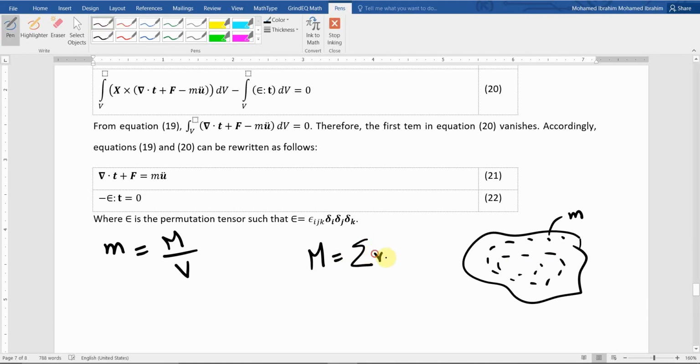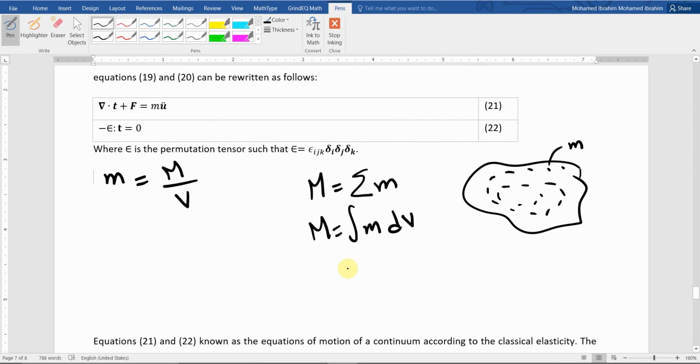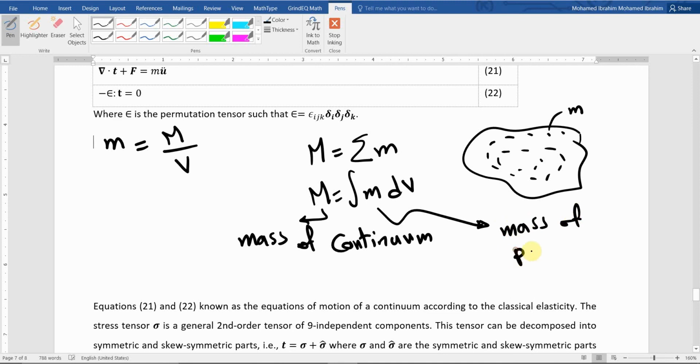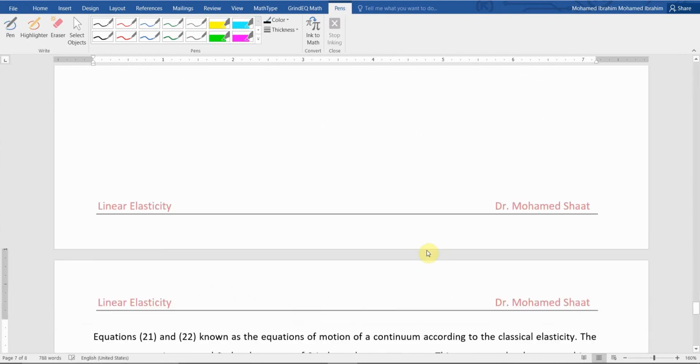we can say the sum of the masses of the particles. But since we're already dealing with continuum mechanics, we cannot sum anymore. So this mass should be the integration of the mass over the volume, right? This is gonna give us the total mass of the continuum. So this should be the mass of the continuum, but this small mass should be the mass of the particle.